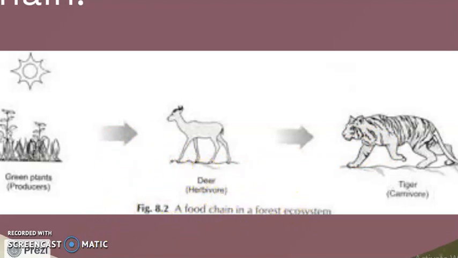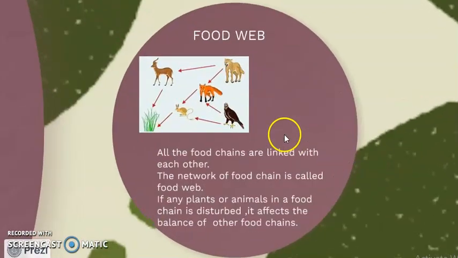Now there's a new term called food web. All the food chains are always linked with each other. No food chain is unique. They are all connected to one another. This network of food chains is called a food web.